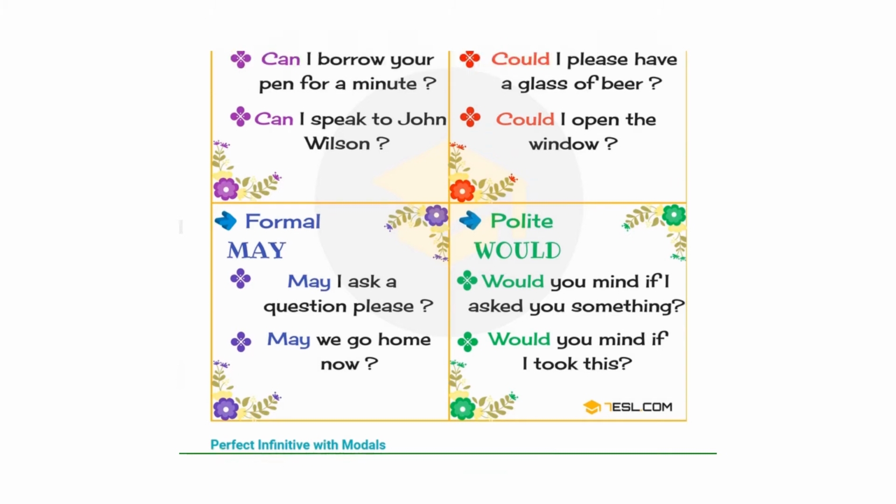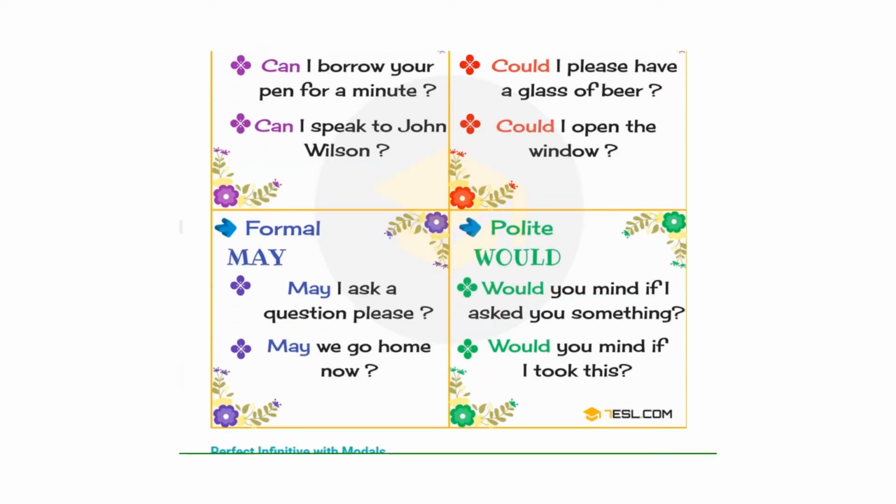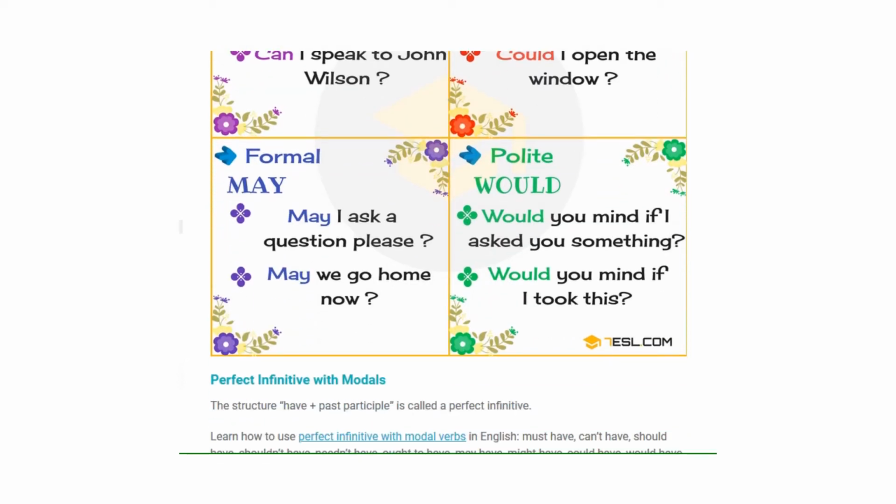Okay. And we have a polite way. We use could. So, we say, could I please have a glass of beer? Could I open the window? That's for informal. And for formal, we use polite way. Would you mind if I asked you something? Would you mind if I took this?